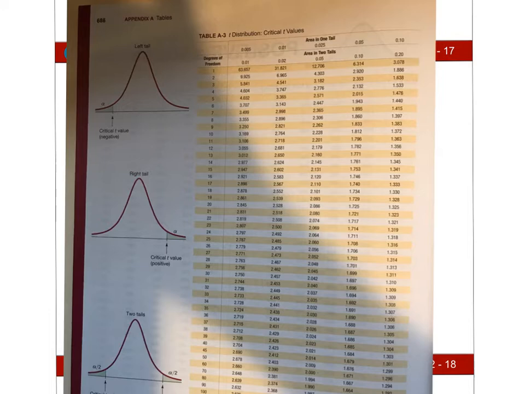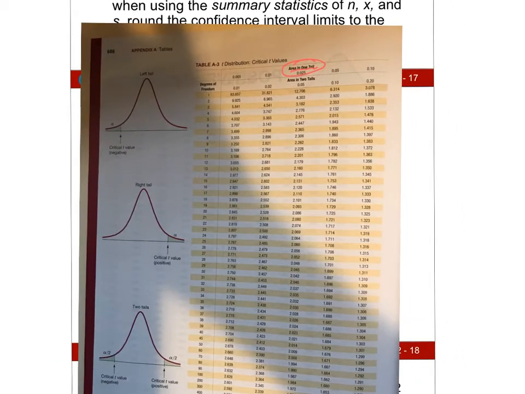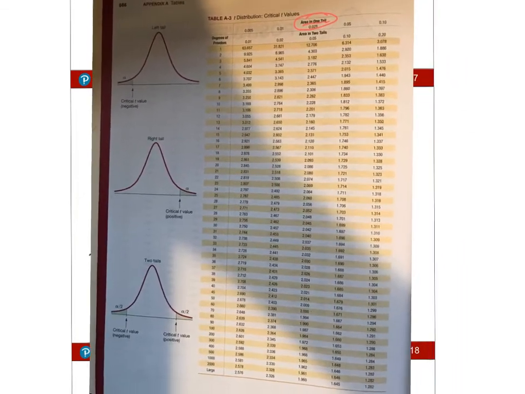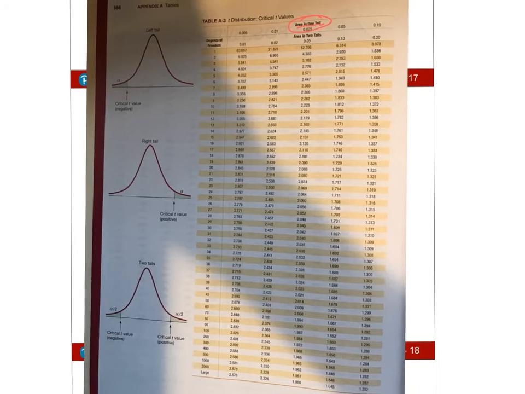So I look up on the top, area in one tail, 0.025. And let's see, what was my degrees of freedom? Oh, n equals 15, right? So I'm going to go down here to degrees of freedom of 14, right here. And this would be my critical t value, 2.145.